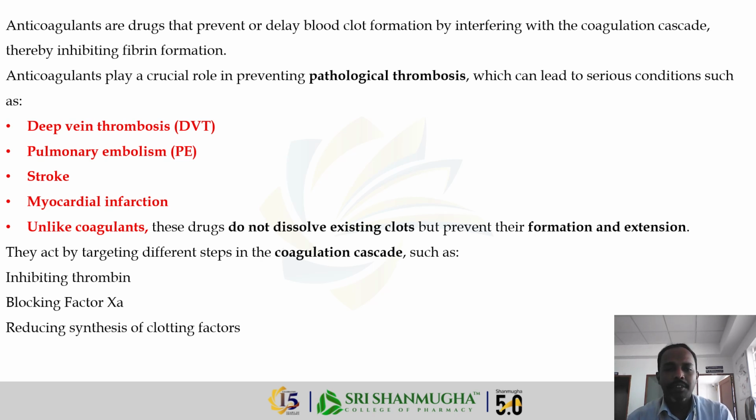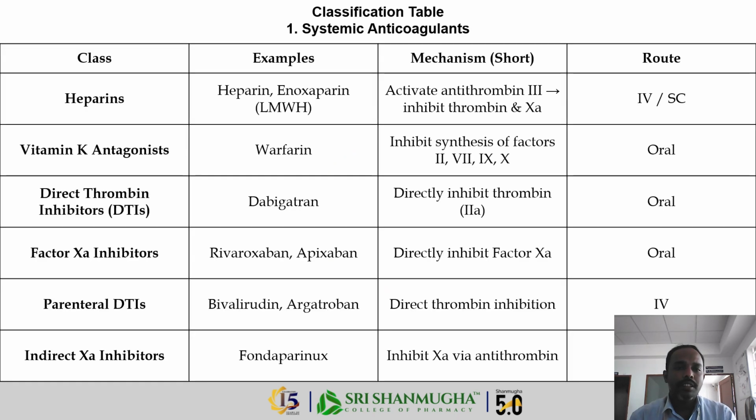Unlike thrombolytics, these drugs do not dissolve existing clots, but prevent their formation and extension. They act by targeting different steps in the coagulation cascade: inhibiting thrombin, blocking factor 10A, and reducing clotting factor synthesis. These are the general things we have to keep in mind while studying the anticoagulants. So let us move on to the classification.